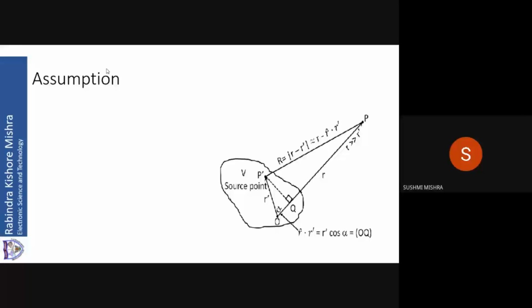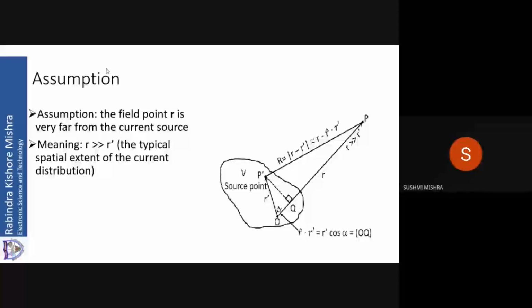So what are the assumptions? The assumption that we make for analysis on the far field point is that r is very far away from the current source or the charge source, whatever source we are using. Which means r is much greater than r dash, that is, the typical spatial extent, or the extent in space, of the current source is very small compared to the distance of observation from the origin.